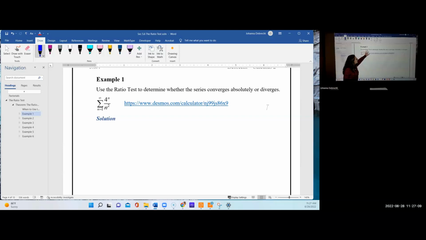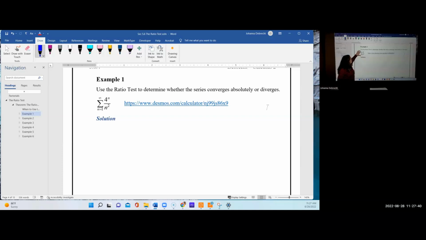So we want to use the ratio test to determine whether this series converges absolutely or diverges. Remember, there are 3 possible solutions with the ratio test. It converges absolutely, the most powerful type of convergence, the one we really want, or it diverges, or we don't know. We have to do a different test. So those are our 3 possibilities. So if it converges absolutely, which is fantastic, it means that the value of the infinite series is stable.